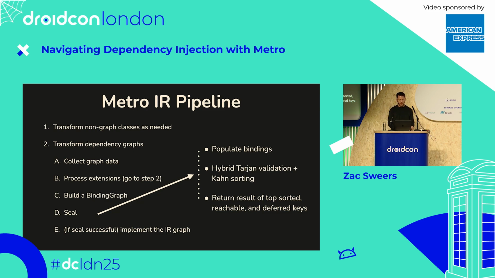Sealing that graph, which populates bindings starting from the parent's roots, as well as any that the child graphs ask for. Running a hybrid Tarjan plus Kahn algorithm to detect cycles, safe cycles, and perform a topological sort of the resulting bindings, and produces a result at the end with your sorted bindings, the reachable ones, and any deferred types for valid cycles. If the binding graph is valid, then we start implementing the IR graph class directly from it.